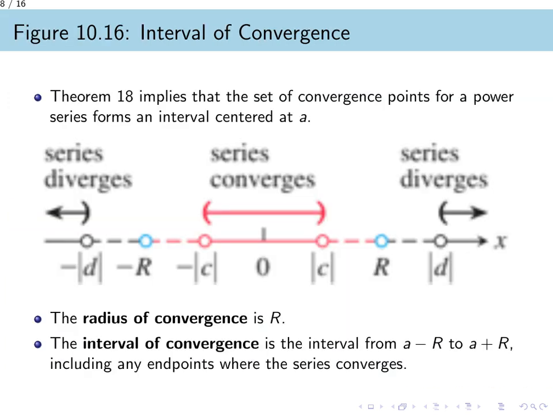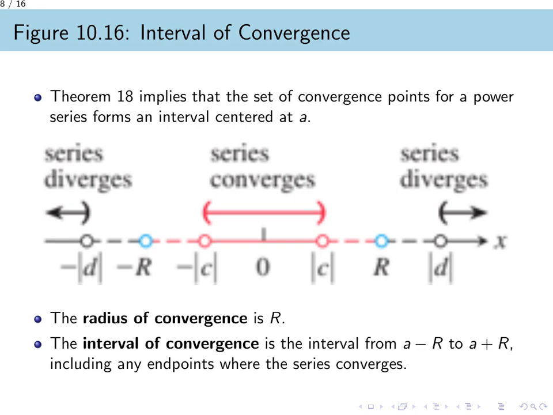Theorem 18 guarantees that the points where a power series converges form a continuous interval around its center. This lets us define two fundamental concepts for any power series: its radius of convergence and its interval of convergence. The radius of convergence, denoted by a capital R, is a non-negative number that describes the size of this region. Within a distance r from the center, a, the series converges absolutely. Outside this distance, the series diverges. This radius defines an open interval from a minus r to a plus r.